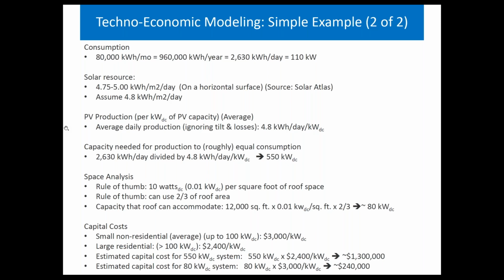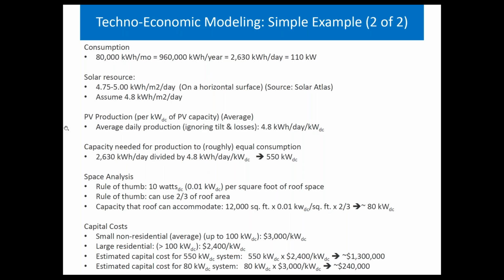If you want to cut the wires to the grid, you're going to need batteries and probably a somewhat oversized array. All right, so how much can you get on your roof? Well, a rule of thumb, for roof-mounted systems, 10 watts or about 0.01 kilowatts per square foot of roof space. A secondary rule of thumb, you can probably plan on being able to use about 2/3 of your roof space. You're not going to be able to tile the whole roof with paneling. And so you do the math, 12,000 times 0.01 times 2/3, and you get about 80 kilowatts of PV capacity that can fit on your roof. So about 1/7 of what it would take to meet your whole load.